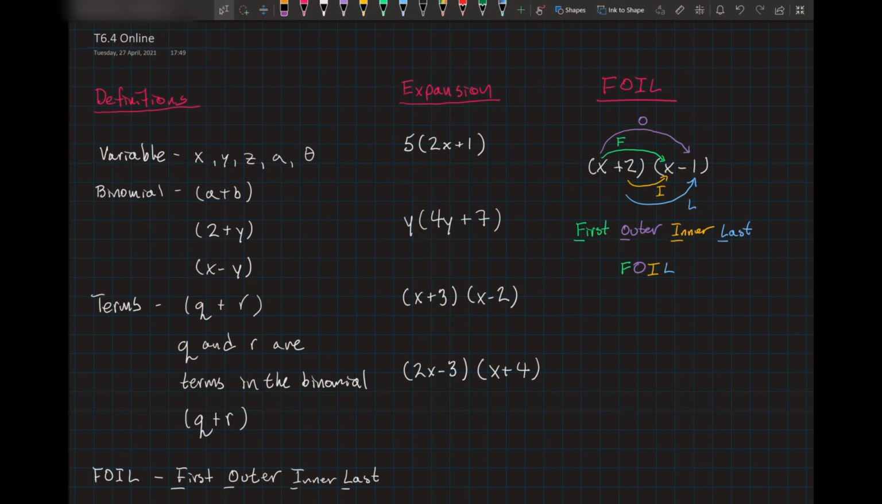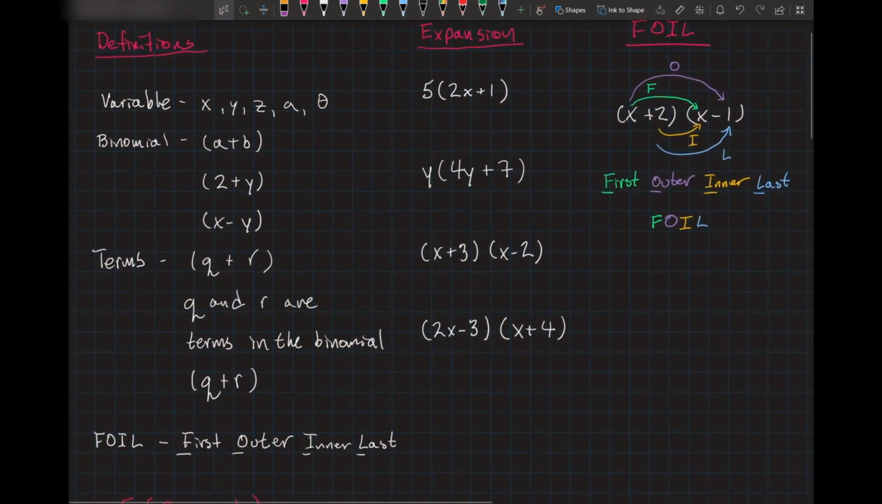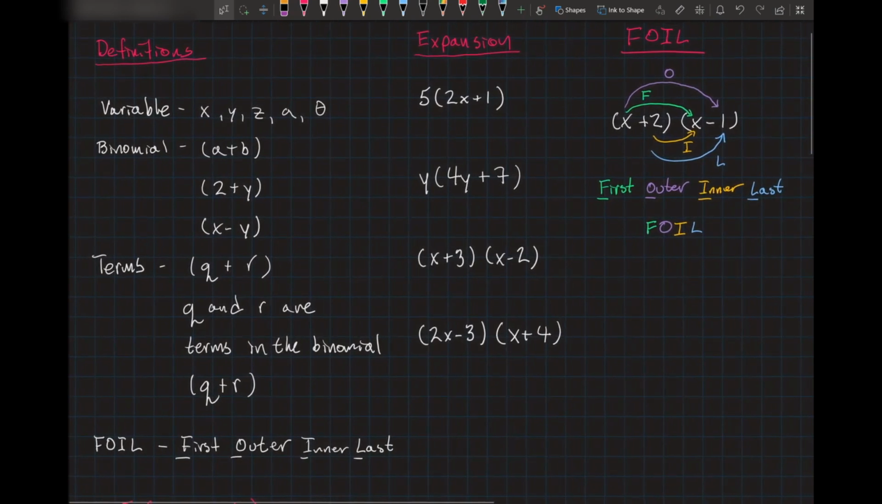What I want to start with first is some definitions. Some of these you should know already. So over here, if you hear me use the word variable, I'm talking about stuff like x, y, z, a, or theta, which you may or may not know already. That's usually the variable we use for angles in trigonometry.